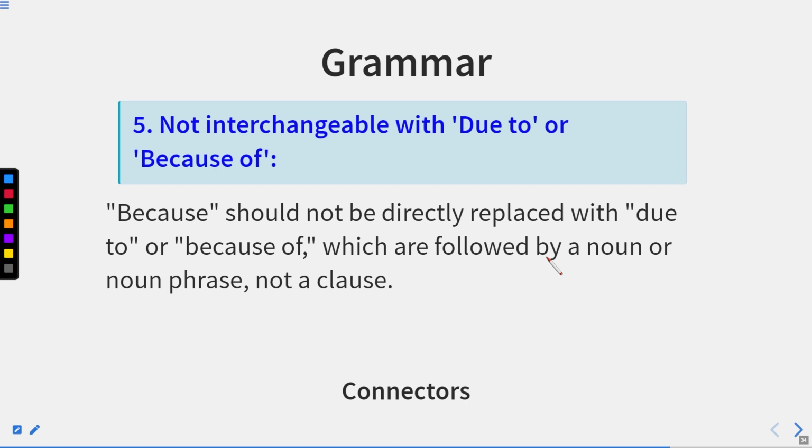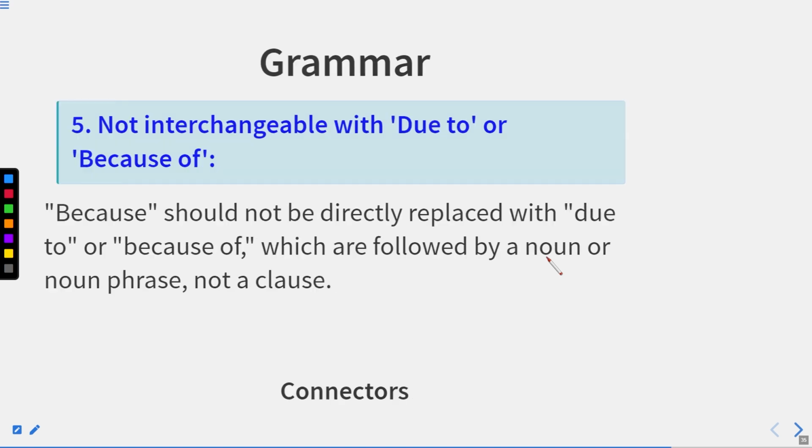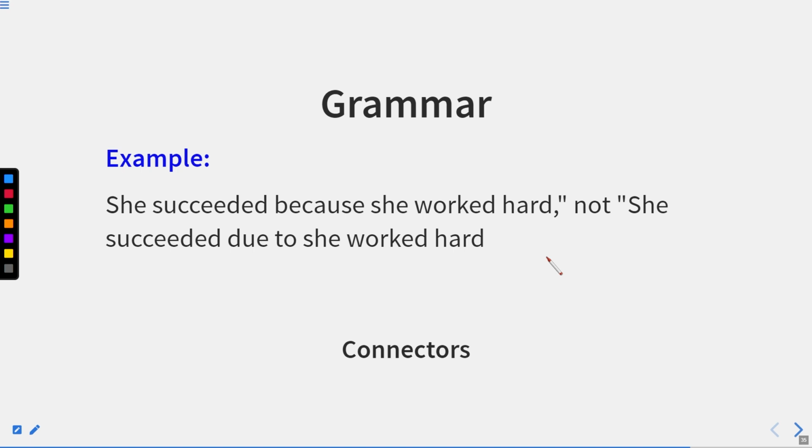After the words due to or because of, we can have directly the noun. For example, she succeeded because she worked hard. Now, this sentence is absolutely correct. Whereas if I write she succeeded due to she worked hard, this will be incorrect. So I cannot substitute because with due to or because of. If there should be because, there should be because. If I use due to or because of, those will create another structure of the sentence.